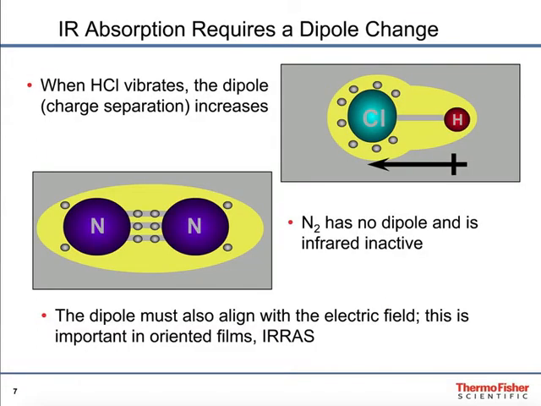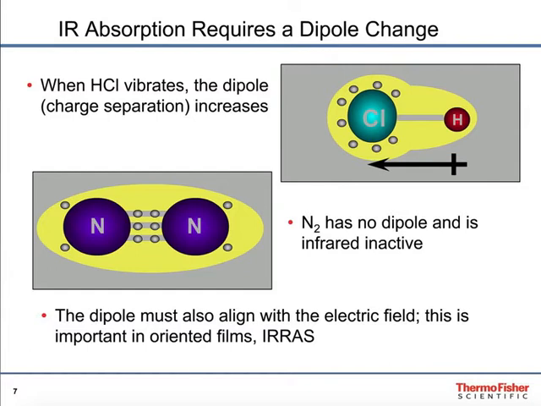Now there are a couple of rules about what kind of bonds will absorb infrared radiation. One of the most important is that the bond, as it vibrates, must undergo a change in dipole moment. Basically, this means that the two parts of the molecule, the two ends of the molecule involved in the vibration, must be different somehow. So you've got here a chlorine on one end, a hydrogen on the other.